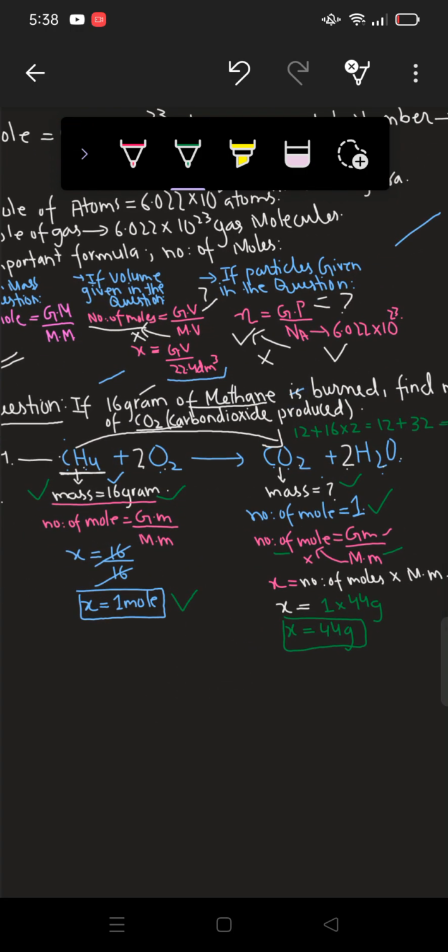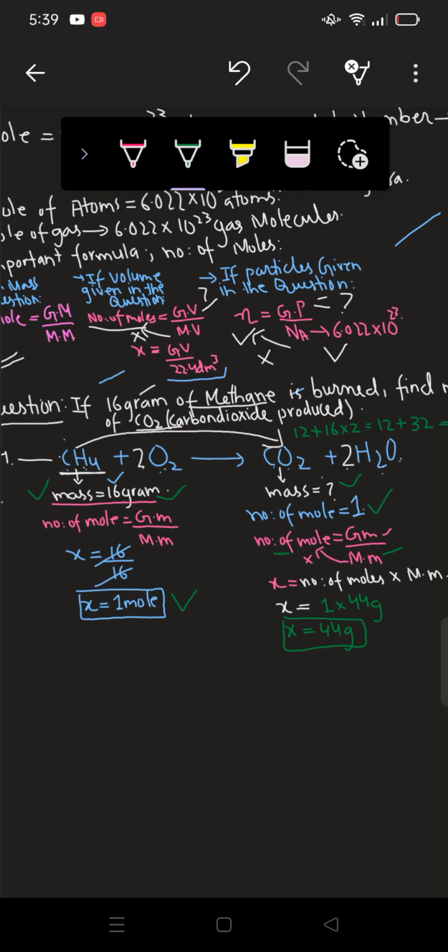Now how am I going to read this chemical equation? When 1 mole, or you can say 16 gram, of methane is burned in the presence of 2 moles of oxygen, it produces 1 mole of carbon dioxide, or 44 gram of carbon dioxide, with 2 moles of water. This is how you are going to read your chemical equation. I know this was very easy.